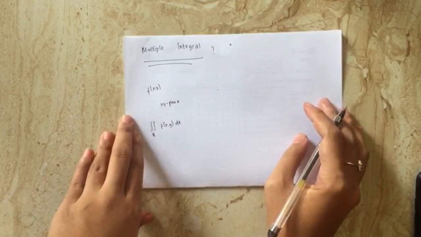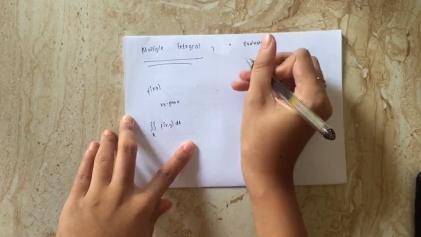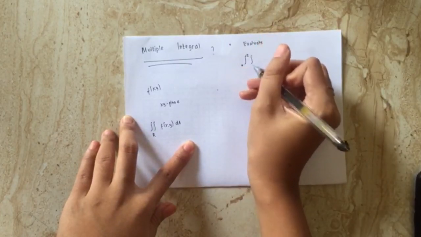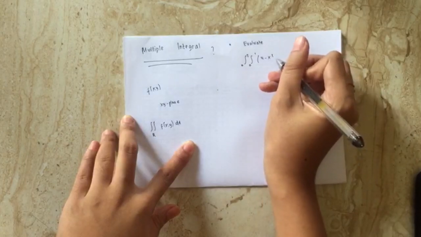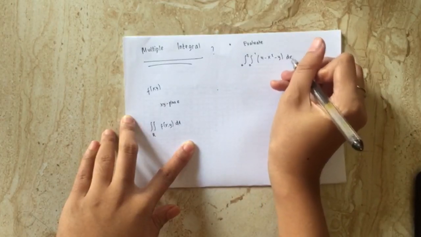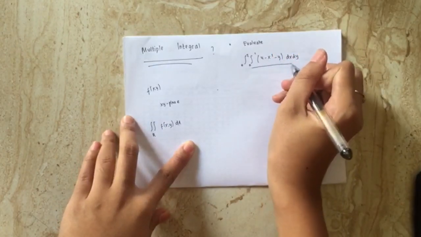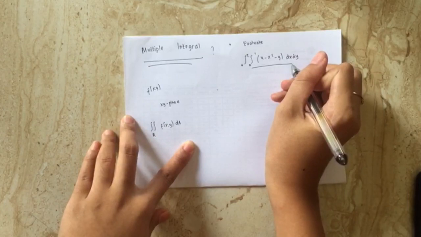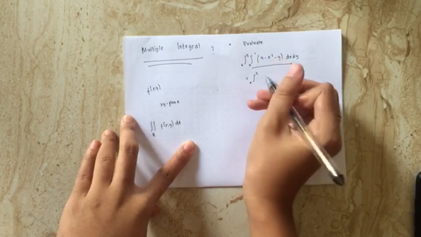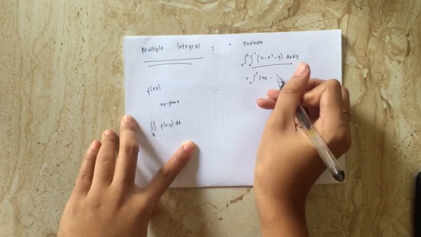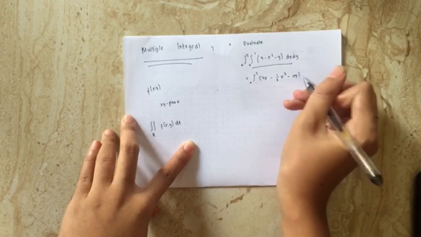So, here is the example. We are going to evaluate this multiple integral: 4 minus x squared minus y. We want to integrate the inner integral with respect to x, treating y like a constant. For x, minus 1/3 x cubed, minus xy.